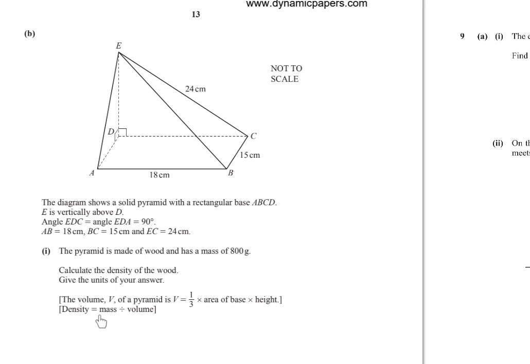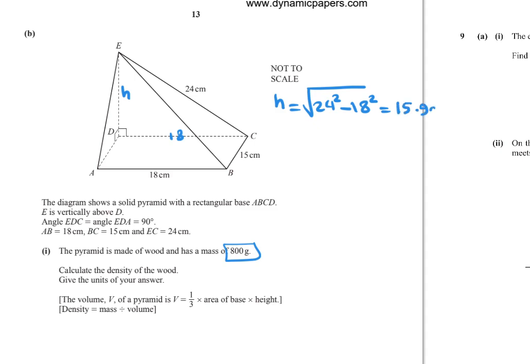To find the density, mass over volume. We have the mass 800, so we need to find the volume. The volume formula is 1/3 times area of base times height. We can find the area of the base, 18 times 15, but we don't have the height, so we need to find the height first. If this is 18, this also 18, so with 18 and 24 and a right angle triangle, then you can find the height.